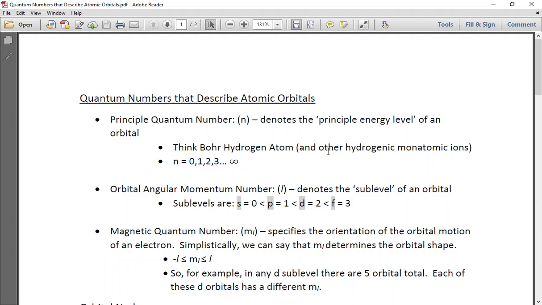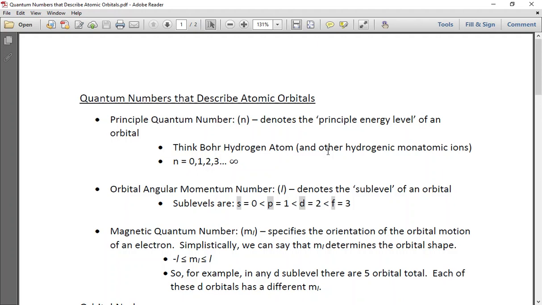Now lastly, we have the magnetic quantum number m sub l, and this number specifies the orientation of the orbital motion of an electron. Simplistically, this is what's commonly said: it describes the orbital shape and also indicates its orientation in space. This number takes on integer values, but it's bound by its orbital angular momentum number.